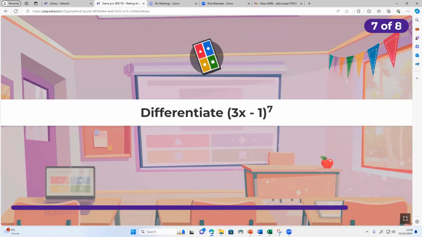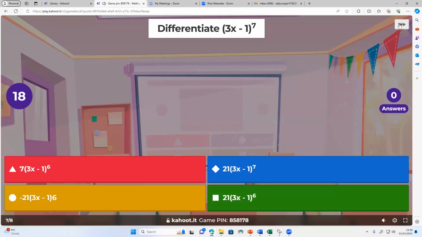Differentiate. So we're going to use the chain rule. Power down, take 1 off, leave alone the inside, and then multiply by the differential of the inside. So power down 7, take 1 off, and then you're going to multiply by 3.